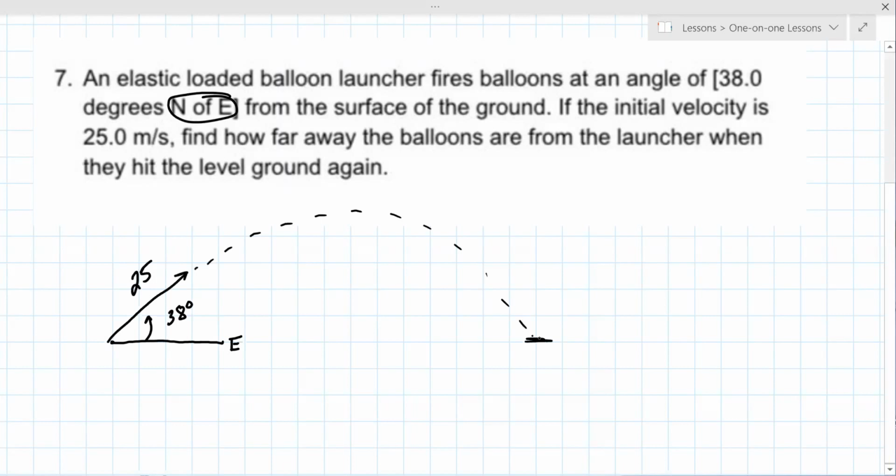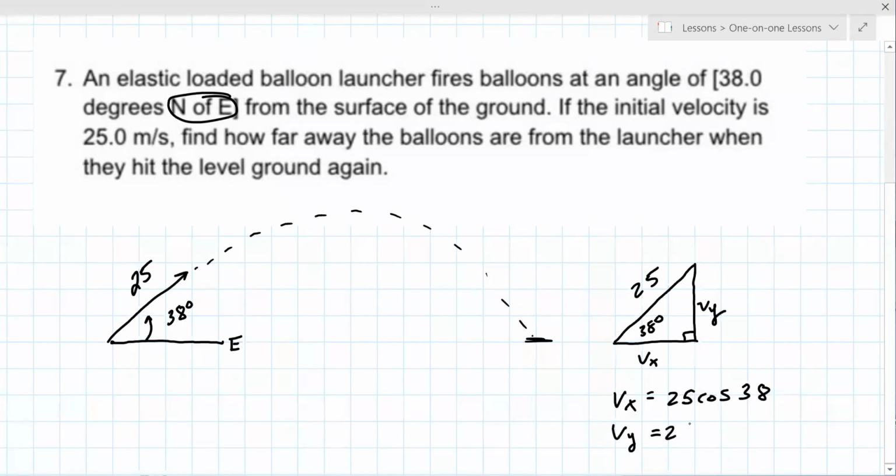Now, a lot of things go into this question. Just for review, do you recall how to find the x and y components of the initial velocity? Yes, it's 25, it's 38, and then v of x, v of y. In this case, Vx is 25 cosine 38, and then Vy is 25 sine 38. These are numbers, so you can calculate them. They are needed in the problem, but that's great.